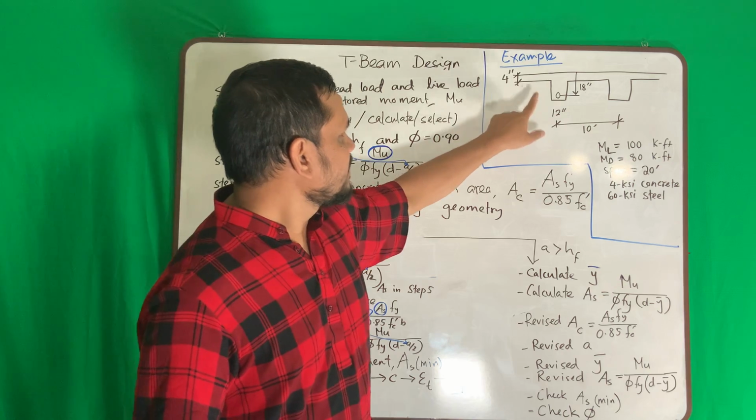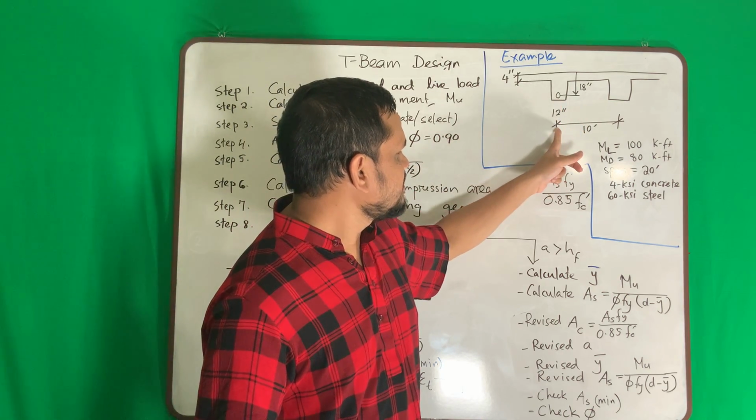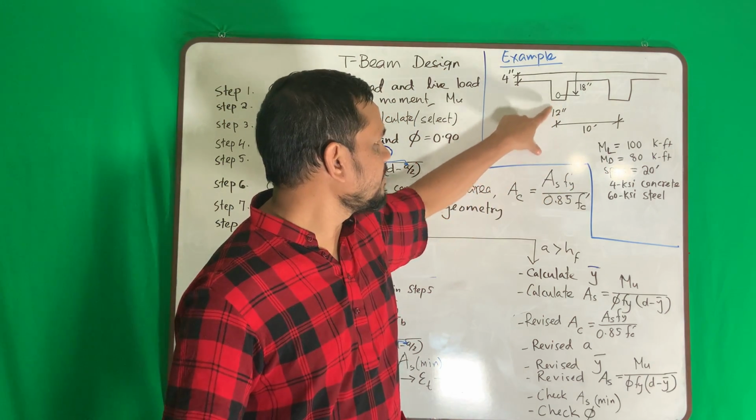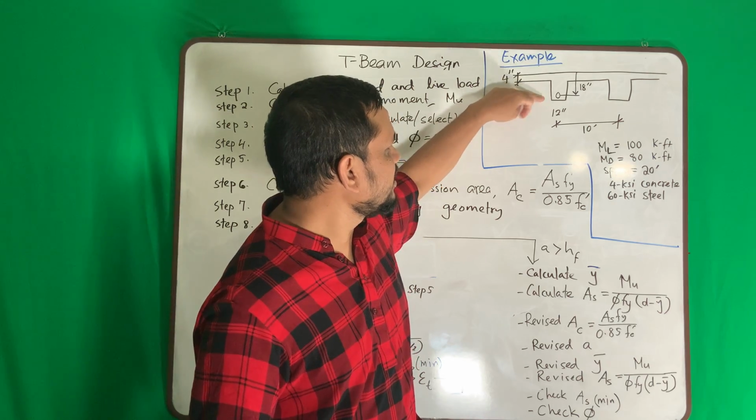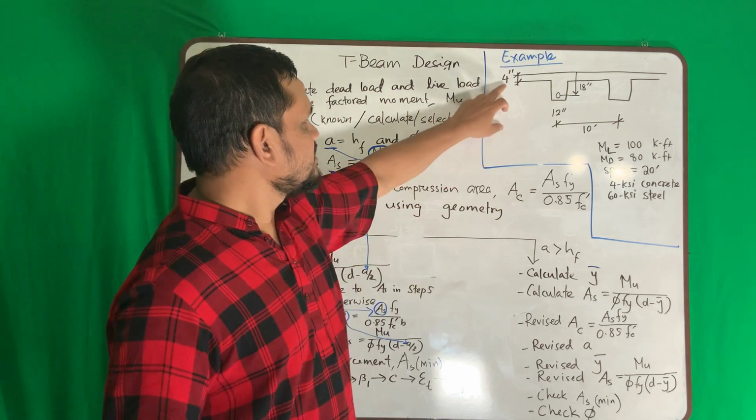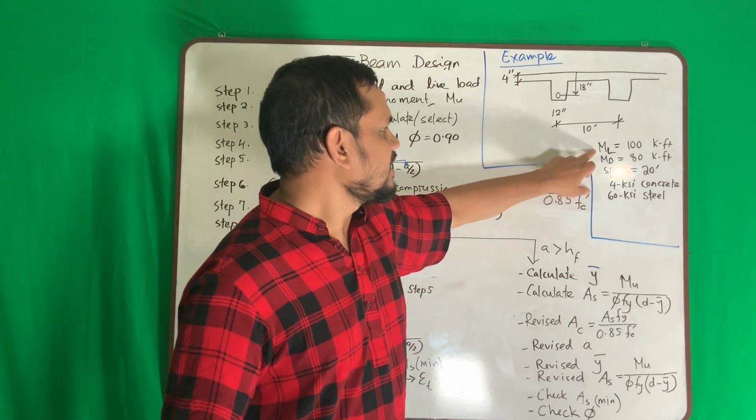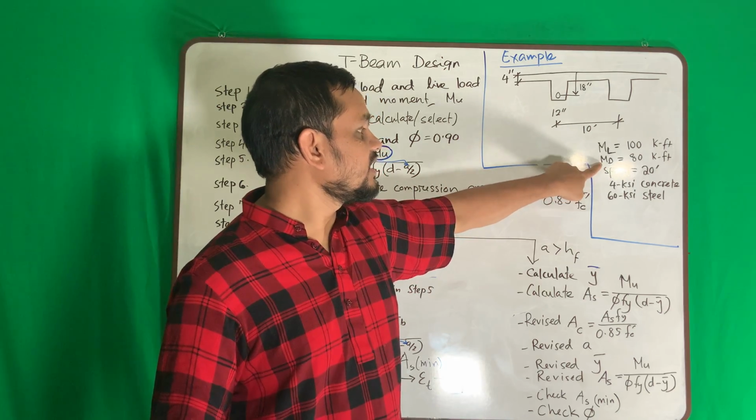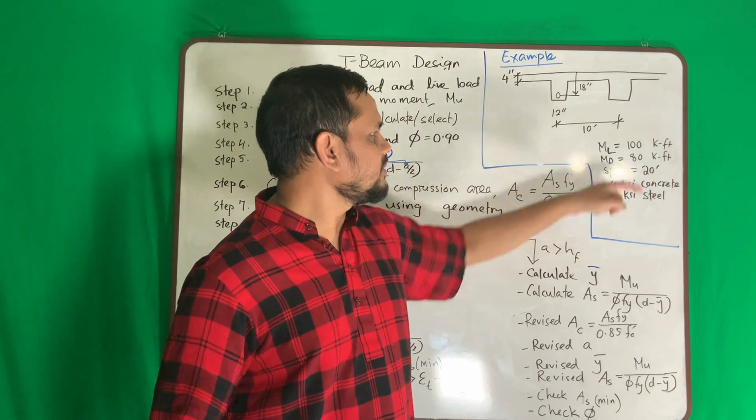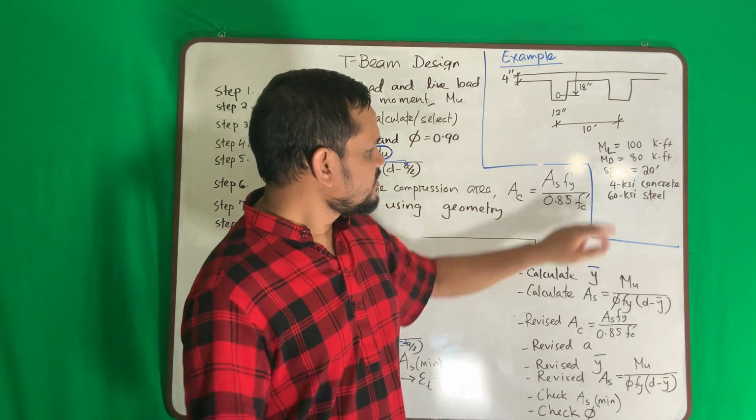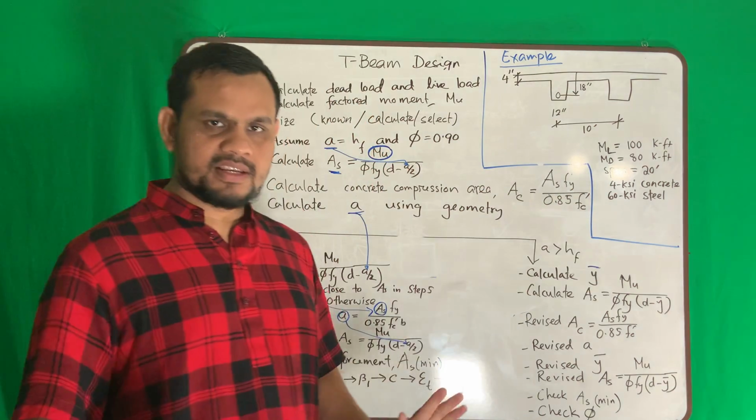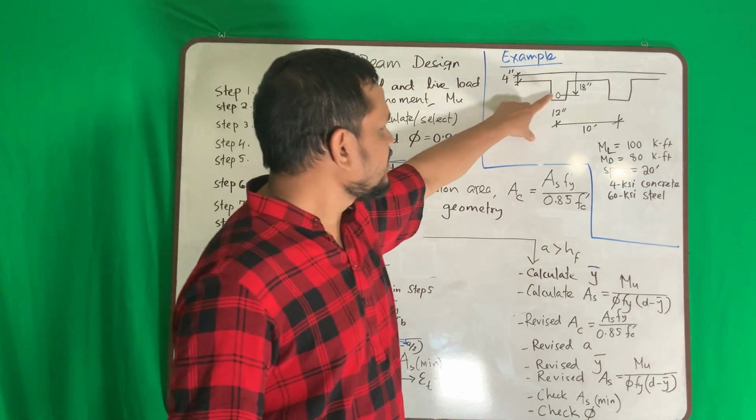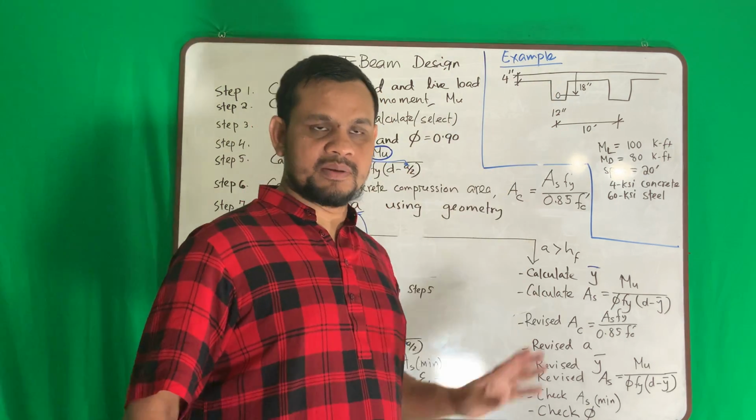Okay, what is this problem? There are T-beams, their center to center spacing is 10 feet, the width of the web is 12 inch, the reinforcement will be located at 18 inch, slab thickness is 4 inch, moment due to live load is 100 kip-feet, moment due to dead load is 80 kip-feet. Span 20 feet, span means that way. 4 ksi concrete, 60 ksi steel. The question is, design this T-beam. So design means what is the reinforcement required for this T-beam.